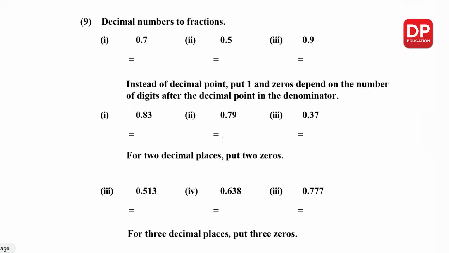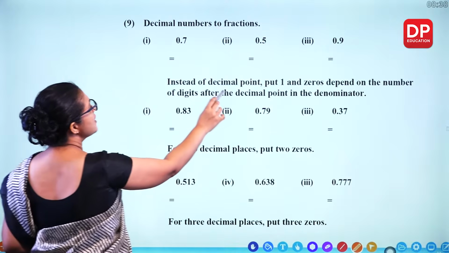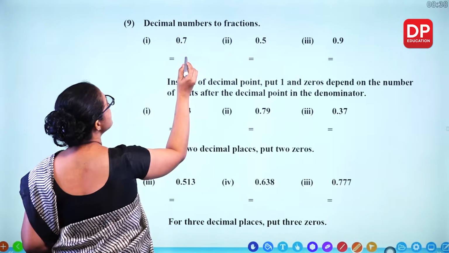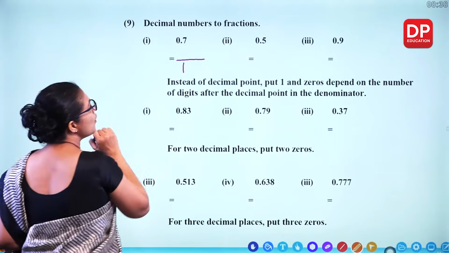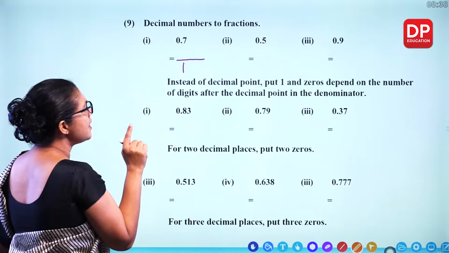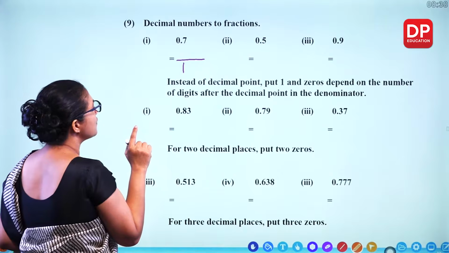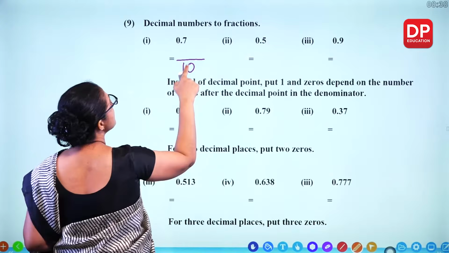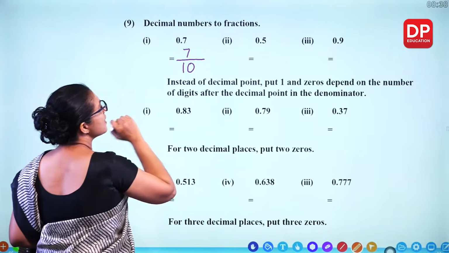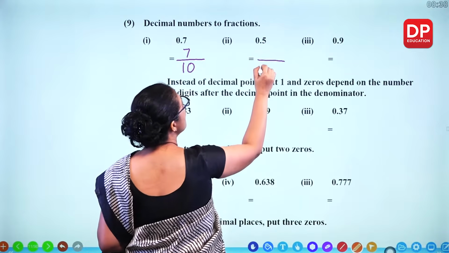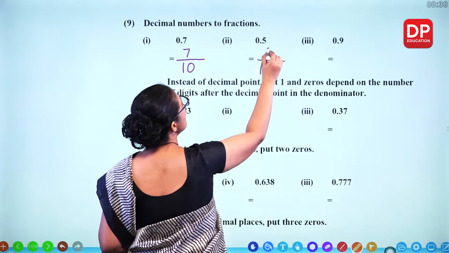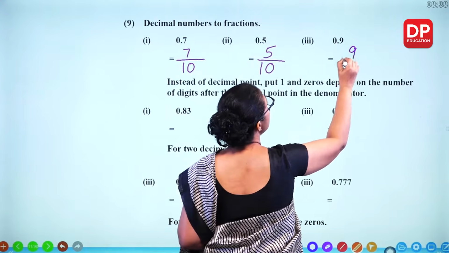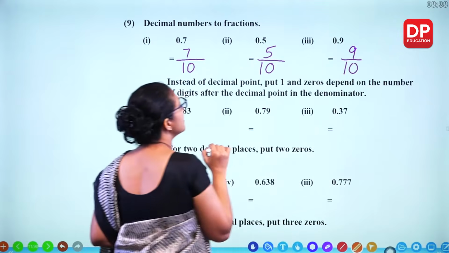Decimal numbers to fractions. So what do we do? It's easy to convert. Instead of the decimal point, put 1. So here, instead of the decimal place, put 1. That's the denominator. And zeros depend on the number of digits after the decimal point. So 1 is there, put 0. So 7 over 10. This one, 1 place. So this is 5 over 10. This one, 9 over 10.